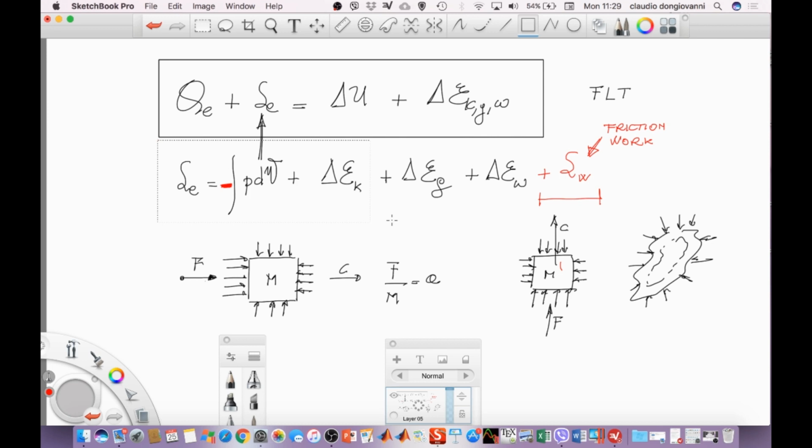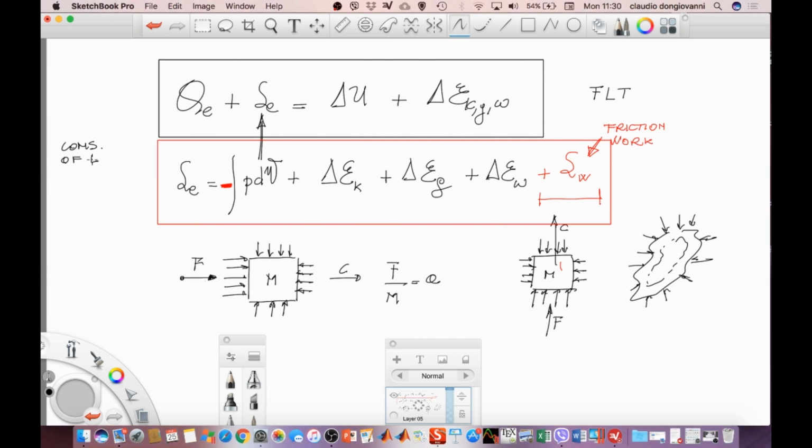that takes the name of conservation of mechanical energy. This is the conservation of energy in the mechanical form.